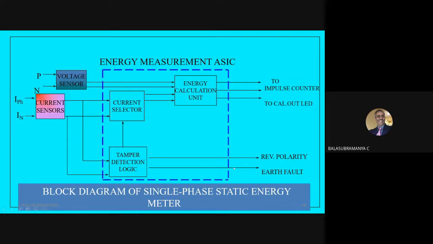So this is a typical smart meter, static meter. Okay. You have a current sensor, voltage sensor. The blue dotted line is an ASIC, application specific integrated circuit, which is a chip done on what we call high-end technology. It has a tamper detection logic built into that, current selection mode, energy calculation unit, all these things. It will have an output like what? Impulse counter, okay, reverse polarity, earth fault. These things are given as a smart metering application.